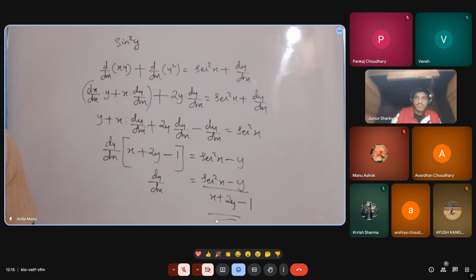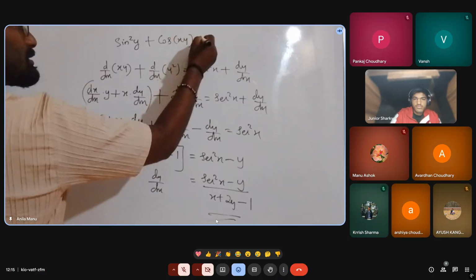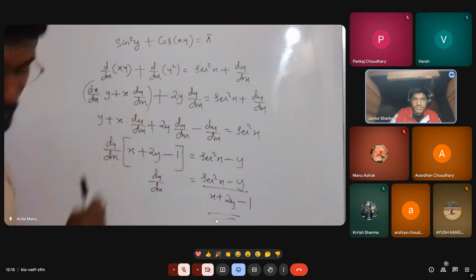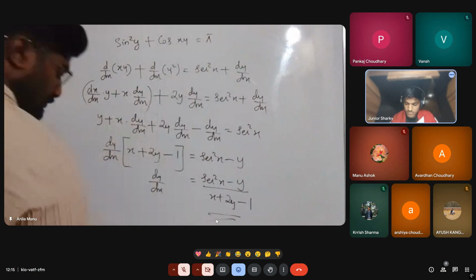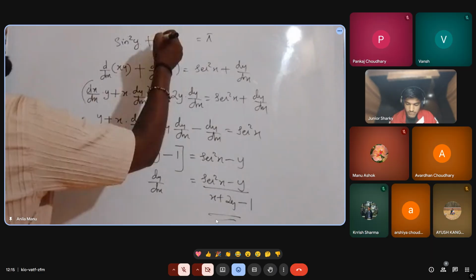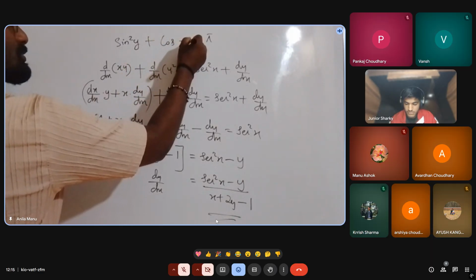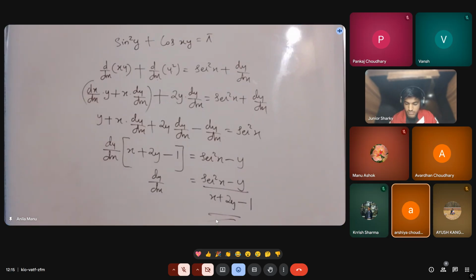Sine square y plus cos xy is equal to pi. Come on, try.